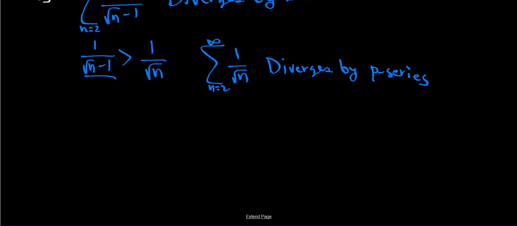Okay, now let's look at another one. Let's suppose we're looking at 6c. So we've got this one, n over n cubed plus 2n plus 1. That's a cube up there. Now, with one like this, using direct comparison can be a challenge. But we have limit comparison.